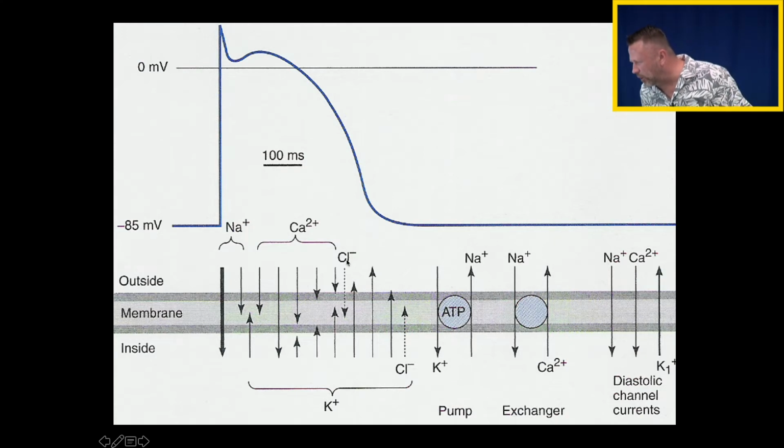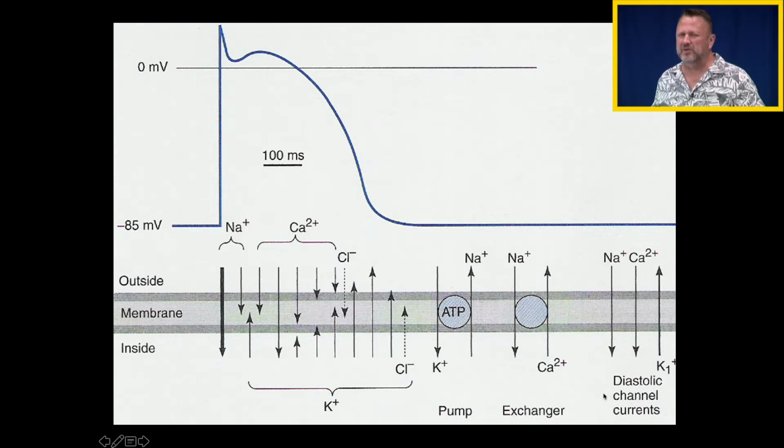We didn't talk about chloride ions in the transaction. We didn't talk about diastolic currents. And so this is during action potential, during systole. And during diastole, there is this slow flow of sodium into the cell, slow flow of calcium into the cell, and slow flow of potassium out of the cell. They wanted you to see that.